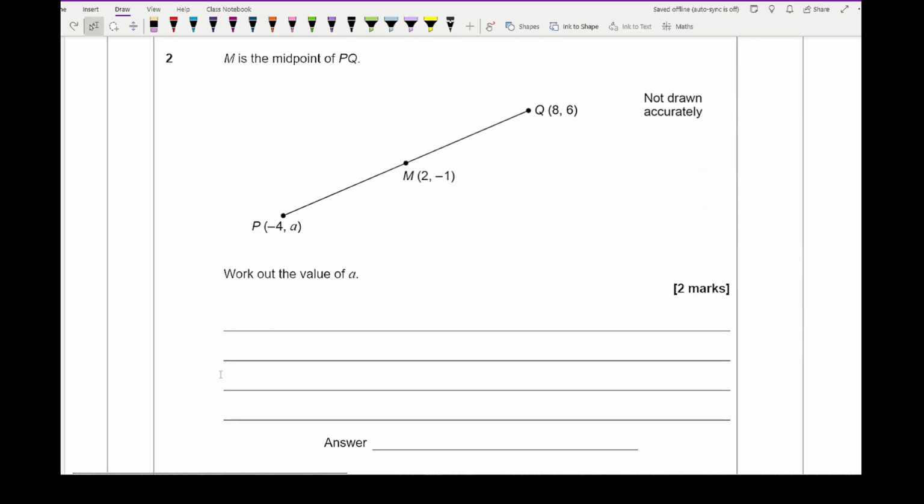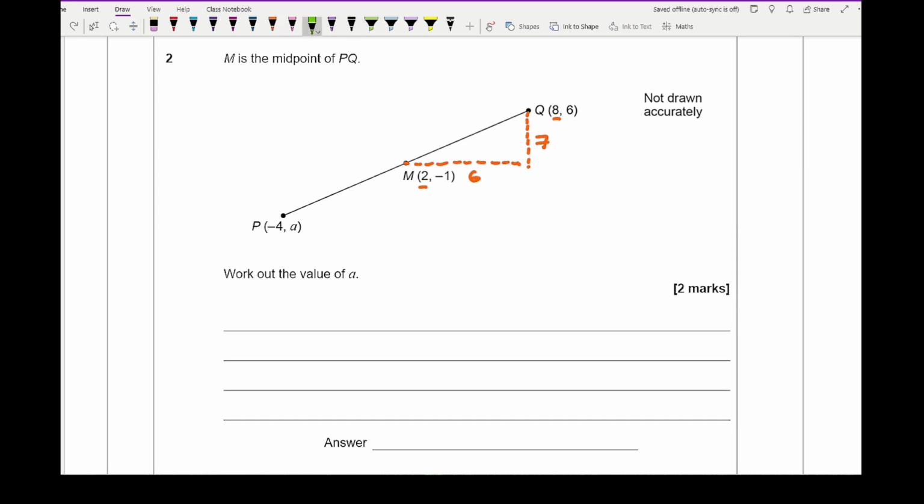Then moving on to question 2, it says M is the midpoint of PQ, work out the value of a. Now for this, because M is the midpoint, what we need to do is see the relationship between M and Q. So if I draw a triangle, then if I compare the two x ordinates, 8 and 2, the base of that triangle is going to be 6. Then to work out the height of that triangle, that's going to be the difference in the y ordinate. So the difference between 6 and -1 is 7.